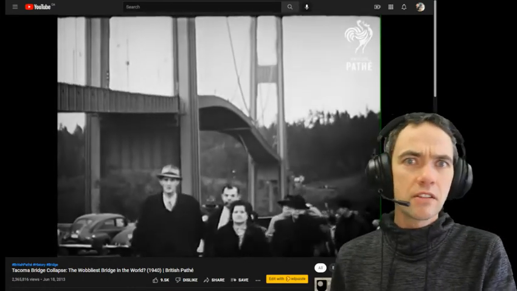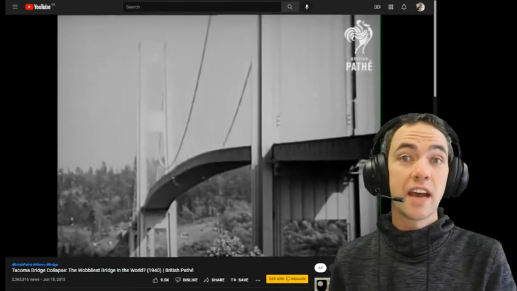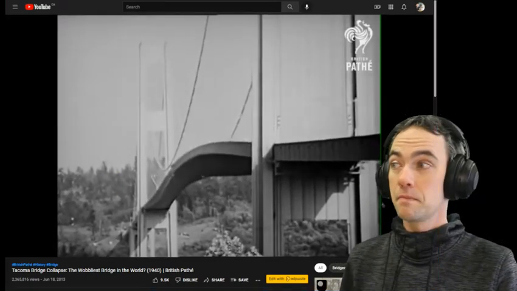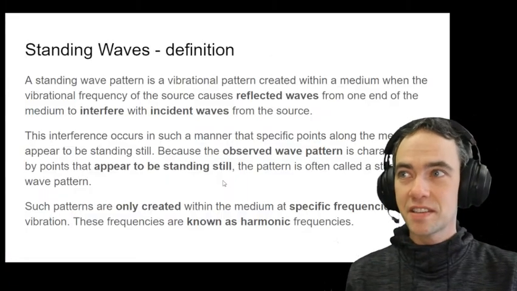There's a bridge out in England, the Millennium Bridge, where it had the exact same problem, which starts to sway as a result of people walking on it. This brings us to today's topic, which is standing waves. Now, what is a standing wave?